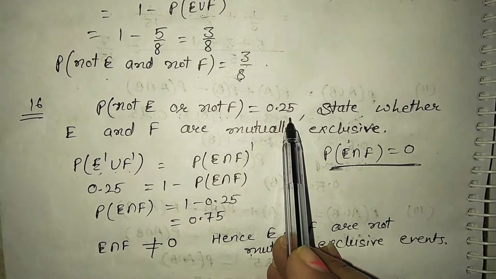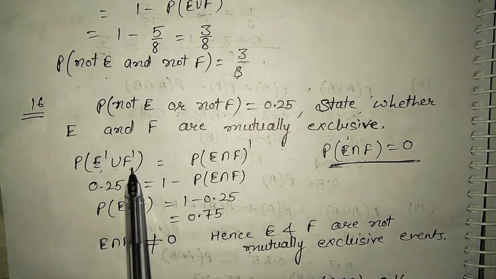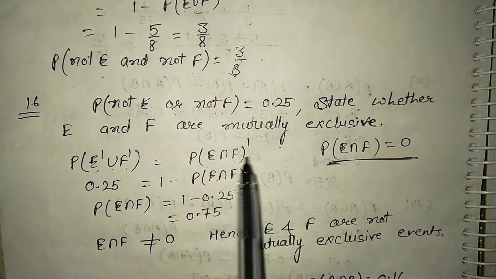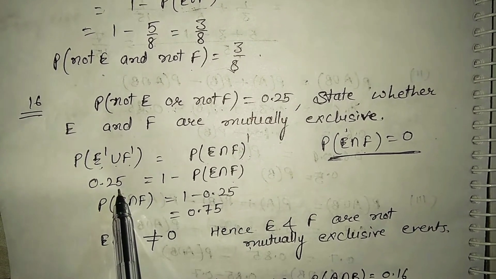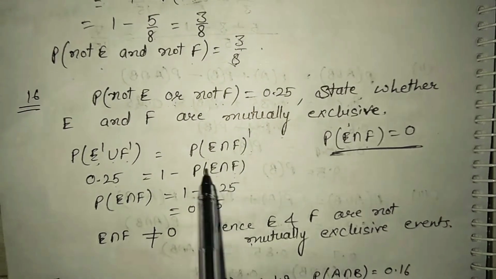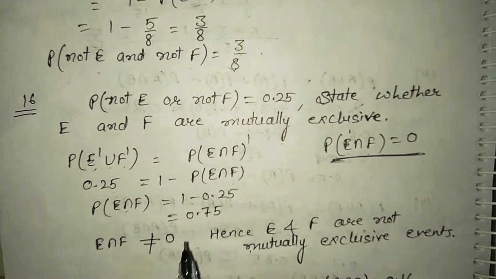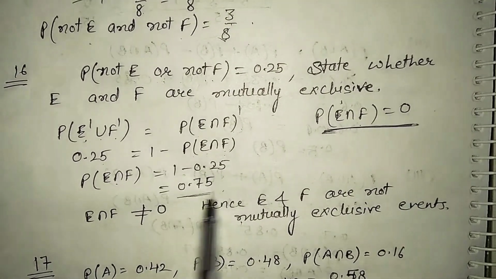This is given 0.25, and we know De Morgan's law: E complement union F complement is (E intersection F) whole complement, and this is 1 minus P(E intersection F). Here this value is given. We will find P(E intersection F) by taking it to the left hand side, and this to the right hand side. Then this is 0.75. P(E intersection F) is 0.75.